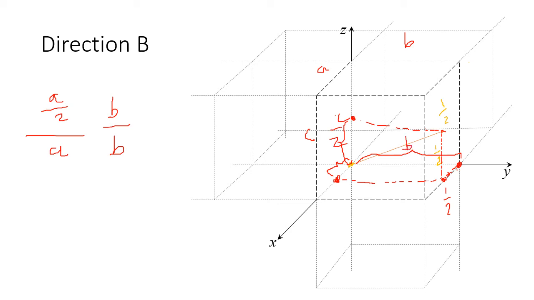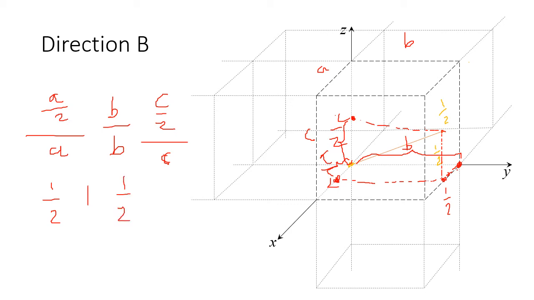On y-axis it was b, and on x-axis a by 2. Okay. So for z-axis, c by 2 divided by c. Okay. All positive. Then we calculate this ratio. So we get half. B by b is 1. C by 2 by c is half.